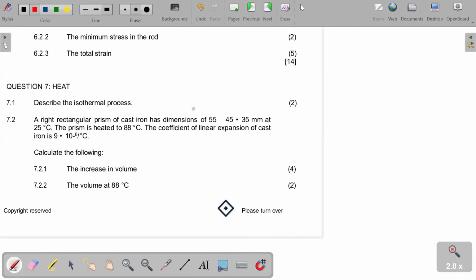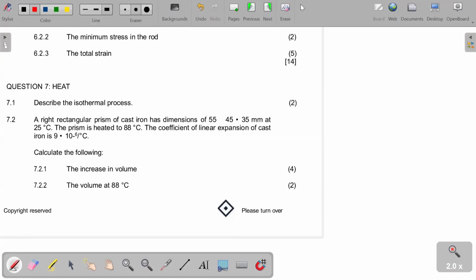A right rectangular prism of cast iron has dimensions 55, 45, and 35 millimeters at 25 degrees Celsius. The prism is heated to 88 degrees Celsius. The coefficient of linear expansion of the cast iron is 9 times 10 to the power of -6 per degree Celsius. Okay.